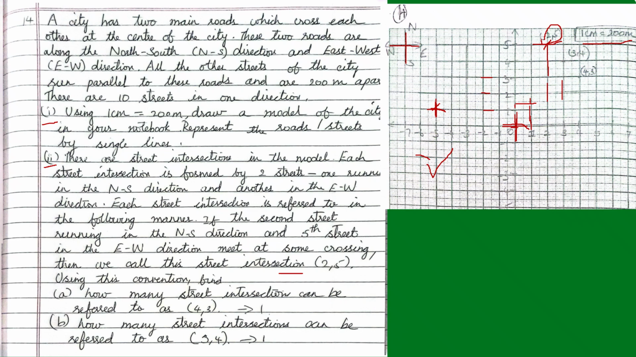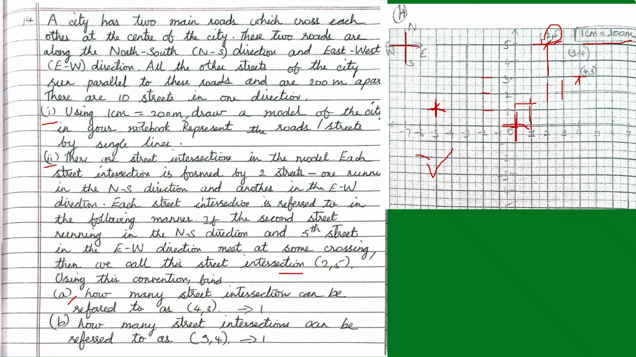So this is the convention. Using this convention, they are asking us to find out question number A. How many street intersections can be referred to as 4, 3? What is 4? 4 along the north-south and 3 along the east-west. So this is the street intersection.